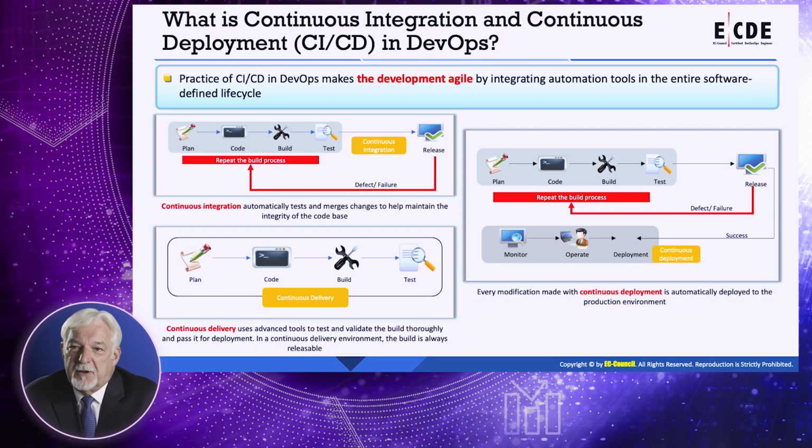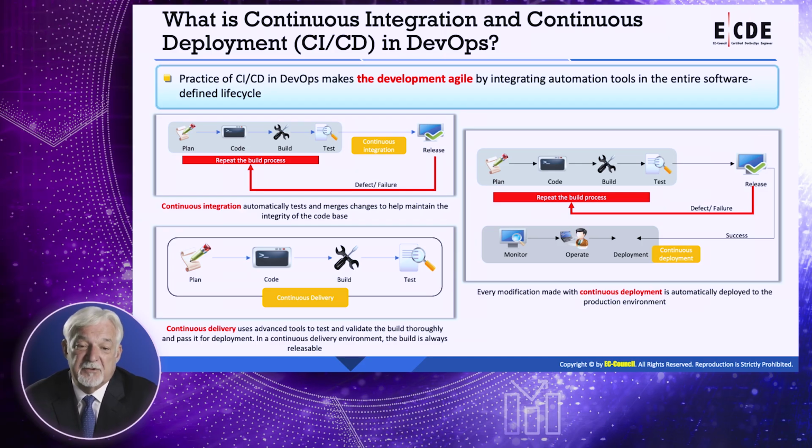What is continuous integration and continuous development in DevOps? And we talked about this a little bit, the CI/CD piece of this. It basically makes this development very, very agile by integrating automation tools in the entire software-defined lifecycle. So if we look at this, continuous integration automatically tests and merges changes to help maintain the integrity of the code base. We look at the repeat and the build processes and the continuous integration into releases, and it gets cycled back through so that we have this integration that continuously occurs.